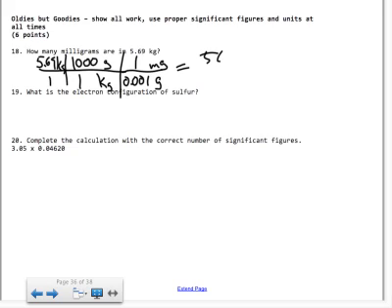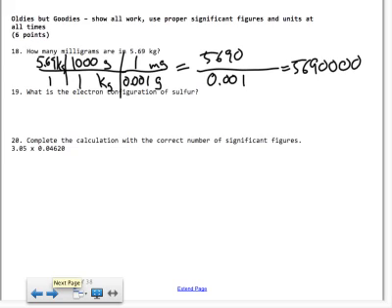So multiply across the top. 5.69 times 1,000 times 1 is 5,690. Multiply across the bottom. 1 times 1 times 0.001 is 0.001. Now divide. 5,690 divided by 0.001 is 5,690,000. It's already the right number of significant figures because all those extra zeros are just placeholders. So you don't have to do anything else there.